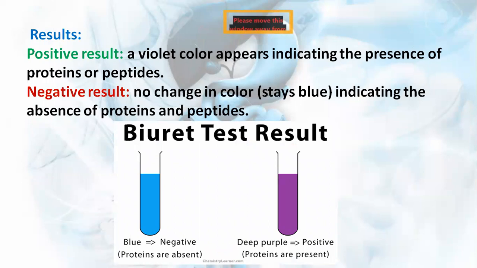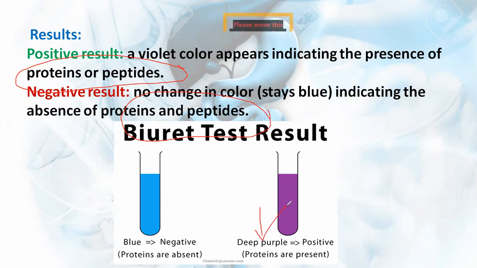For the positive result, a violet color appears, indicating the presence of proteins and/or polypeptides. While if the solution remains blue in color, this indicates there is no change in the color. It remains blue. So this means the absence of proteins and/or polypeptides. So here are the positive results: the purple or the violet color, meaning that we have proteins and/or polypeptides. However, the negative result is that the solution remains blue in color. So this is the negative result.